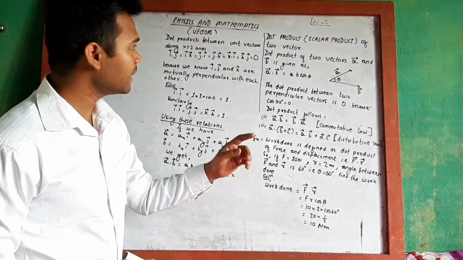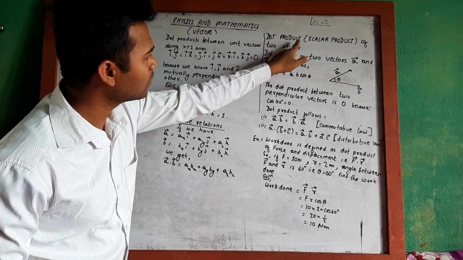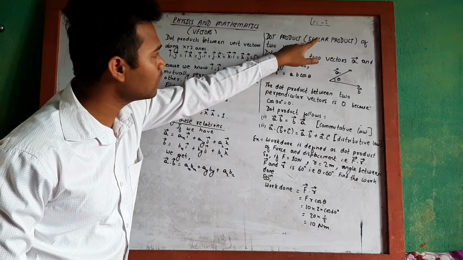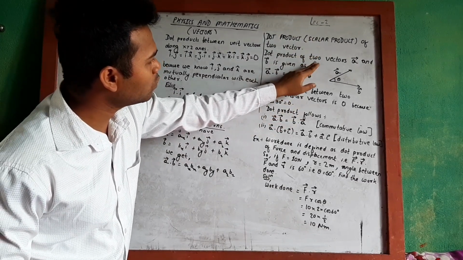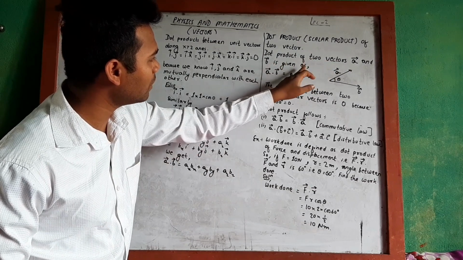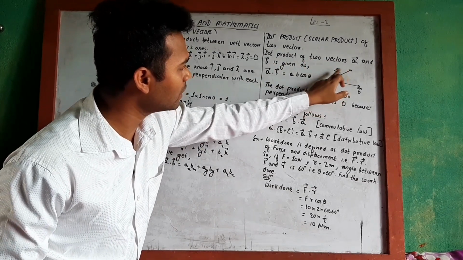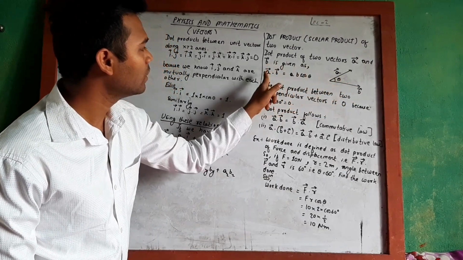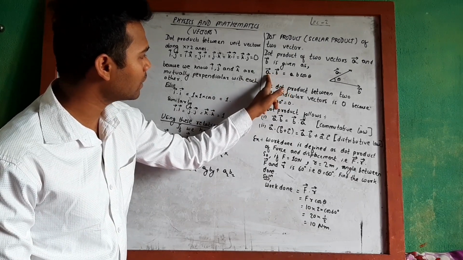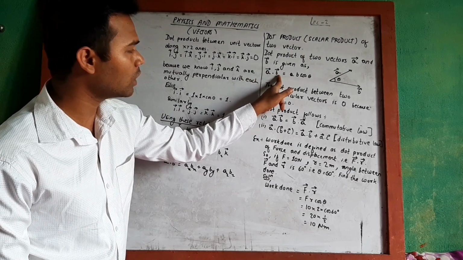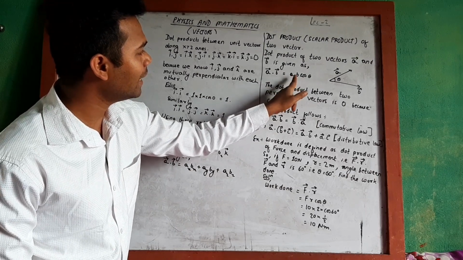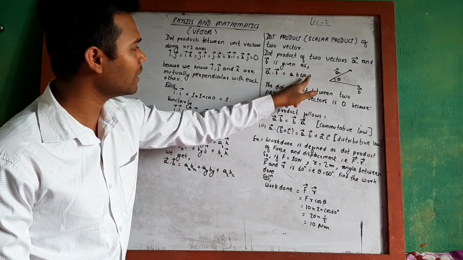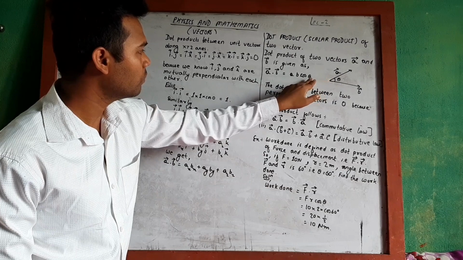Now let us talk about the next topic: dot product, or scalar product, of two vectors. Dot product is also known as the scalar product. There are two vectors, a vector and b vector, and the angle between these two vectors is theta. Then the dot product, a vector dot b vector, is given as ab cos theta. A is the magnitude of a vector, B is the magnitude of b vector, and theta is the angle between these two vectors.